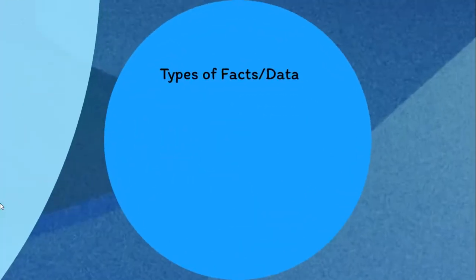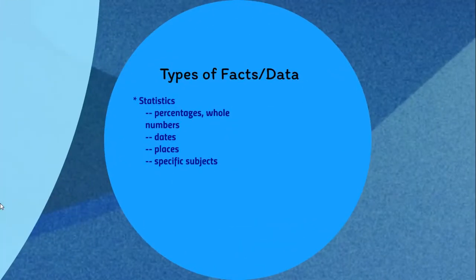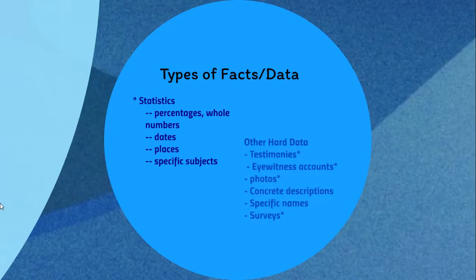Okay, now what kind of data should you include in here? And you need to have this for your logos. All right, so here's some hard data. Okay, numbers, dates, places, those are always pretty solid. Okay, percentages. Some other hard data. Well, testimonies count, even your own personal testimony. If you've had a personal experience, nobody can argue with that. Eyewitness accounts, if you saw it, nobody can argue with it. You can talk to people who saw it or were affected by it.